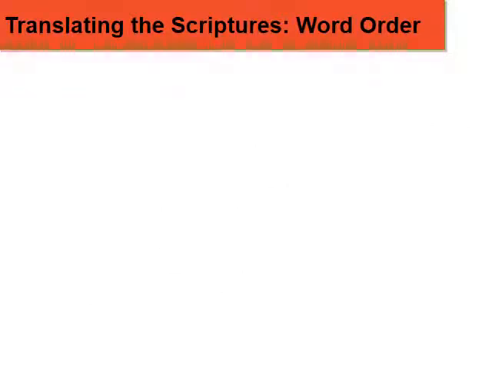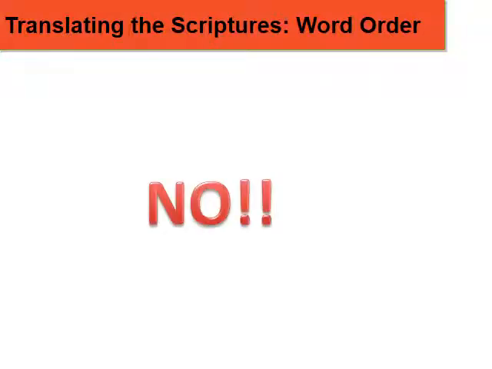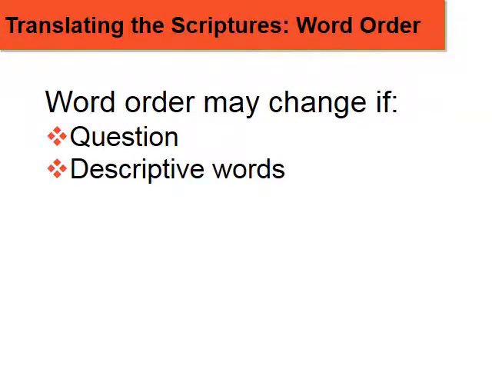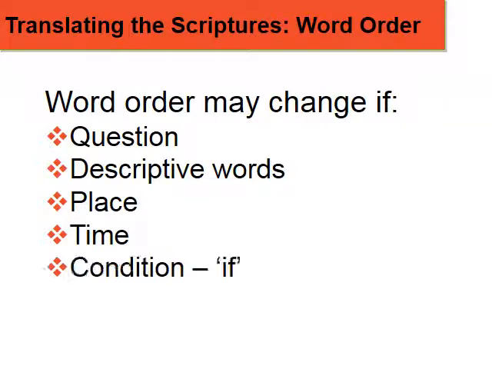Does every sentence follow exactly the same word order? No. Word order or patterns can vary if the sentence is a question, has descriptive words, has a place in it, has time in it, has a condition in it, such as the word if, or is a poem. Sometimes the word order will also vary if there is a special type of emphasis. For example, perhaps in your language, there is a special way to ask a rhetorical question or give a command.